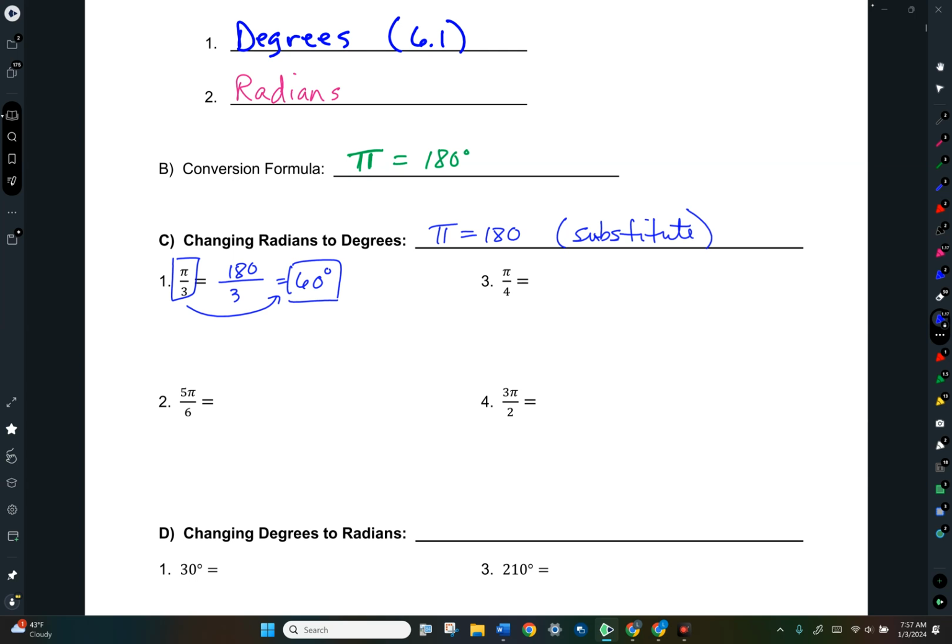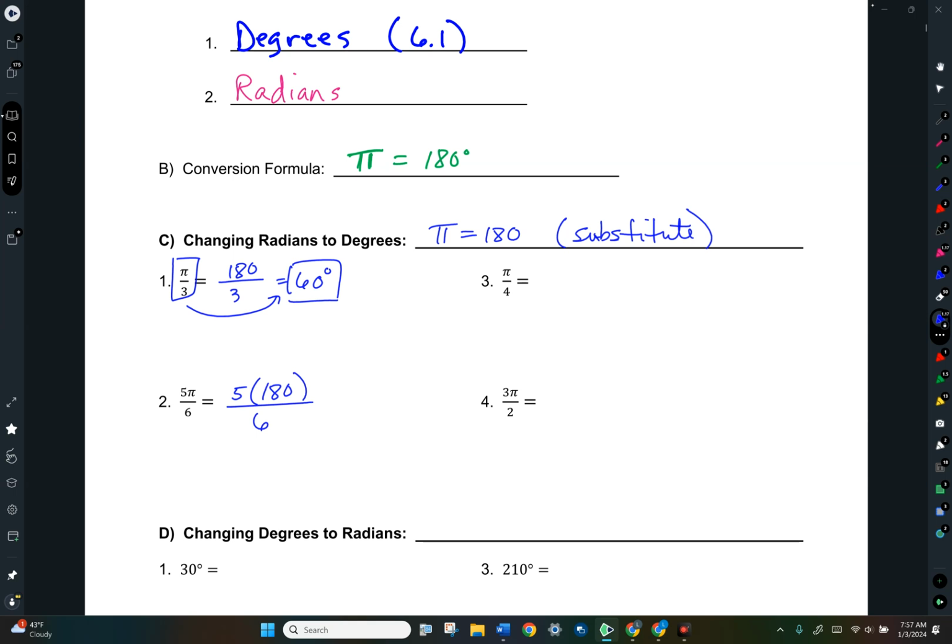Okay, so let's skip number 3 for just a second. Let's go down to number 2. If I want to change this into degrees, like we said, you're going to replace the pi with a 180. If I were using a calculator, I might say, okay, what is 5 times 180 and then divide by 6? But you don't need to go through all that work.